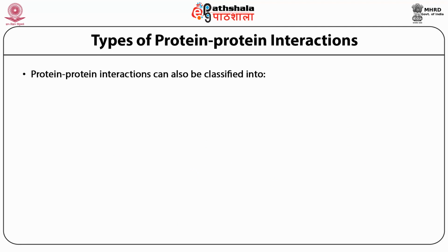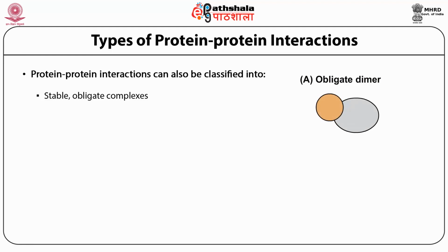The interactions can also be classified as either a stable obligate dimer, in which case it means that the protein cannot exist by itself as a monomer in solution in the cell. It will always form a dimer. This could be because the protein is inherently unstable and the stabilization happens only if it is forming a dimer.